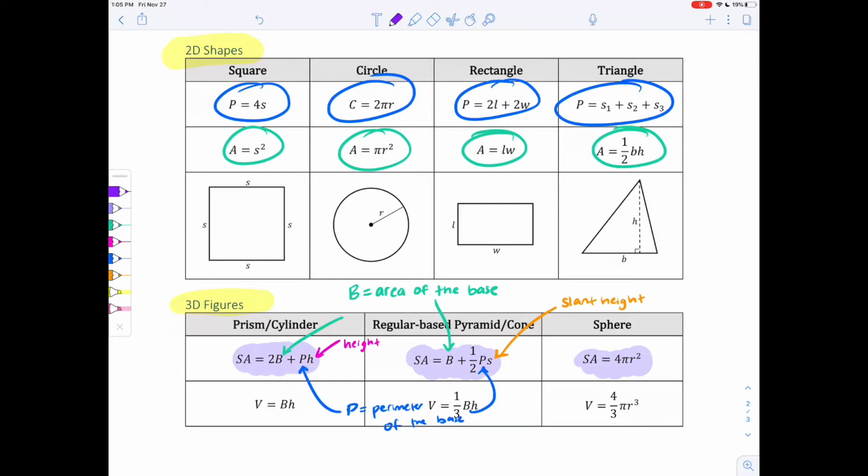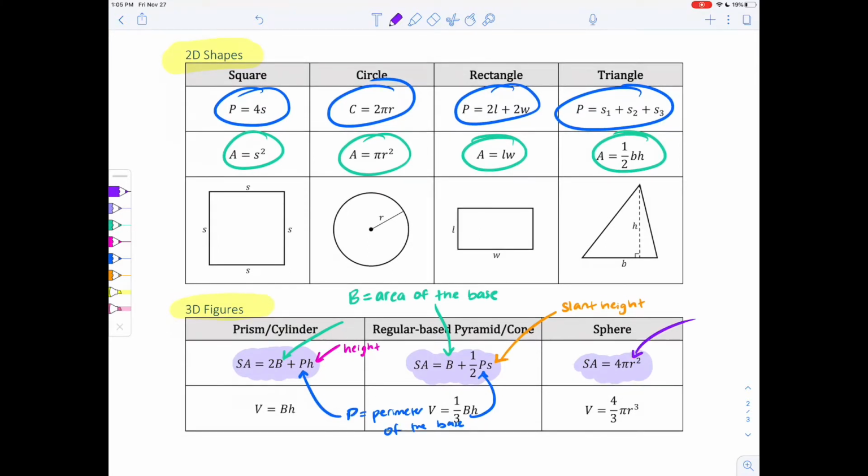Last but not least, this formula we have sphere, and as you might have guessed, R stands for radius. But these are the 4 variables that we will be kind of introducing in surface area when we look at our shapes that you should be familiar with.